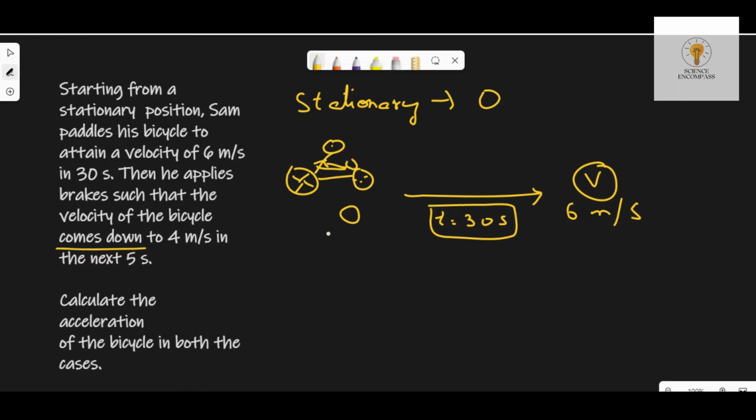Now, this is the stationary position, so this would be your initial velocity. He started at the initial velocity, which is just zero, and then he attains a velocity of 6 meter per second in 30 seconds. This is the time, this is the velocity. All right. Then he applies the brake. So this is case one, by the way. Let me just put case one over here.